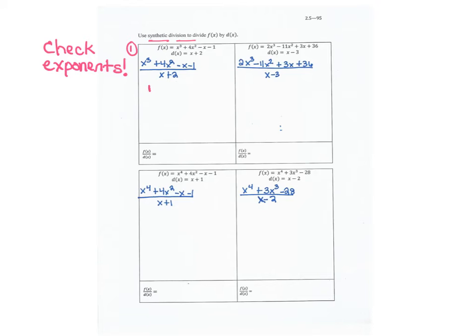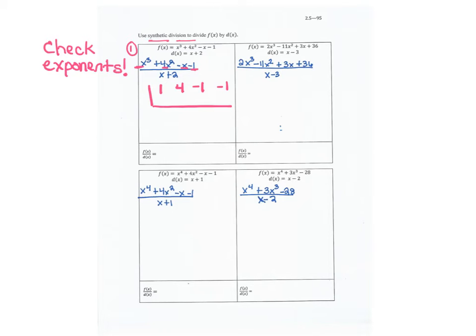So I'm going to draw my upside down division house, and I'm going to write down my coefficients. So my coefficient of x cubed right there is 1. My coefficient of x squared is 4. My coefficient of x is -1. And then my constant is -1. So that was step 1.